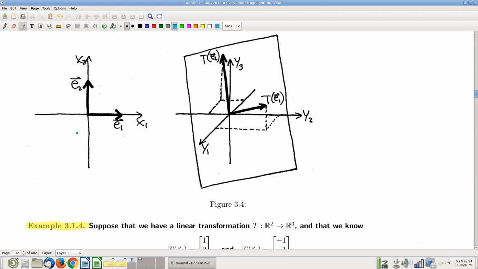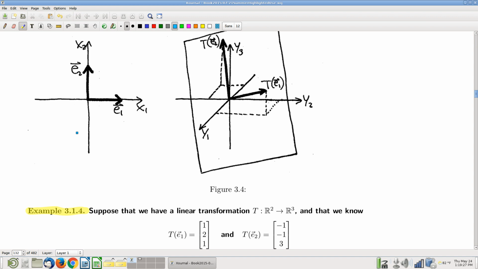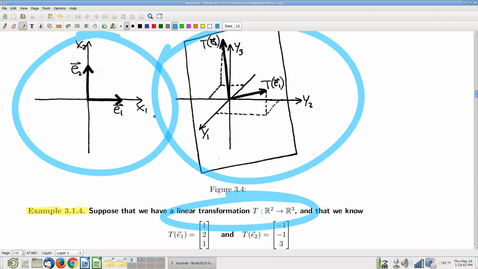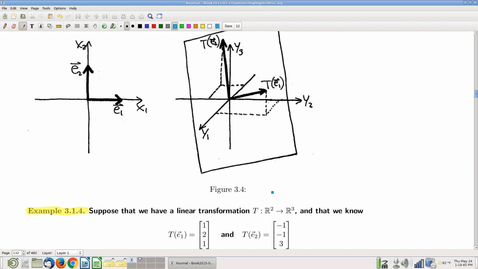Here's an example. This is about images of standard basis vectors. Suppose you have a linear transformation from R2 to R3. So notice the domain is R2 and the target is R3. Suppose that you know that E1 has as its image the vector 1, 2, 1. Forgive my attempt to draw the vector 1, 2, 1. I put these little dotted lines in there so that's 1, that's 2, that's 1. The dotted lines help you see perspective.